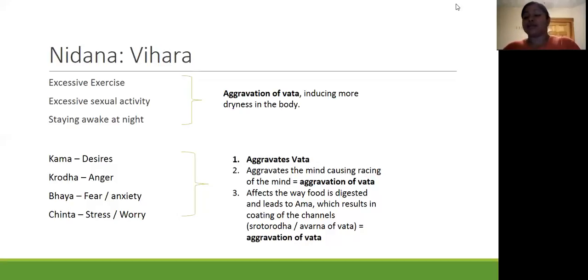And when ama is produced, it tends to coat and block the channels. So therefore, it is causing shrota roda or avarana of vata, that blocking, hindering of vata, therefore aggravating vata, therefore causing vata vriddhi. Okay? So as you can see here, all of these causative factors, these nidanas, play a part in manifesting as pakshaghata. So in Ayurveda also, we accept that in this situation, it is a block in the shrotas in the brain. That's where it is manifesting from.